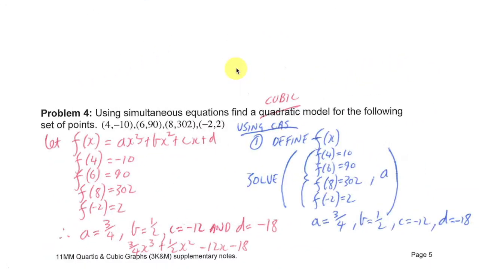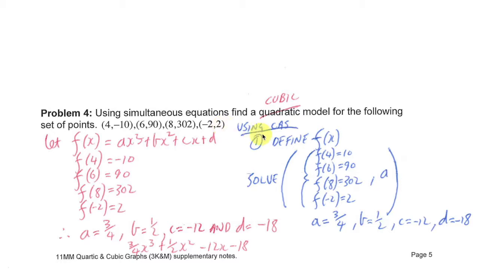Problem 4 here, we're going to be using simultaneous equations to find this cubic. All right, it is actually a cubic for the following. So we've got 4 points that are known to us. So what we can say is that the general cubic is f of x equals ax cubed plus bx squared plus cx plus d. So I have 4 unknowns here, a, b, c, d. And I have 4 knowns, which are these points. So it becomes quite easy for me to use my CAS calculator.